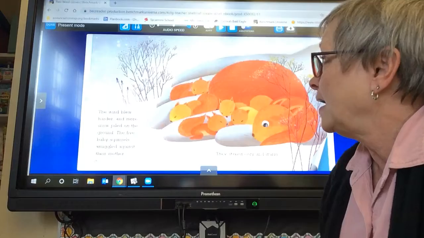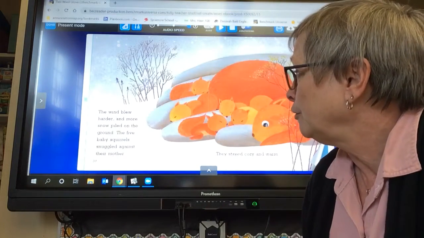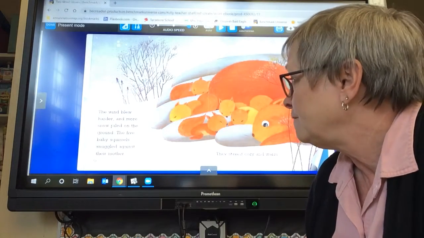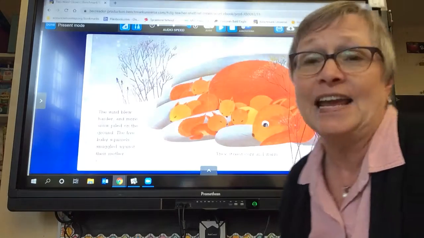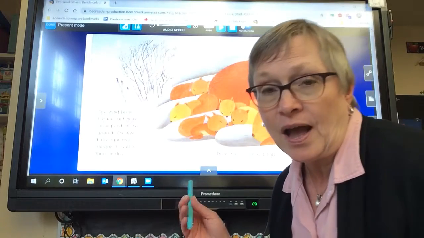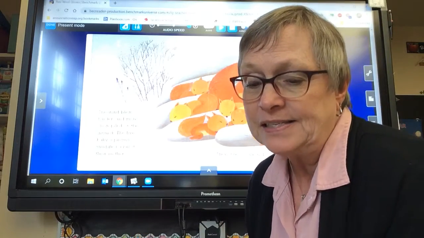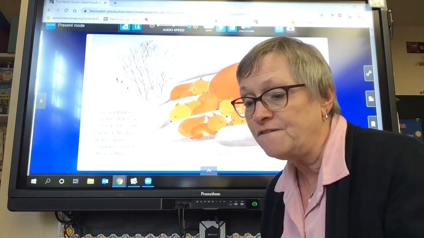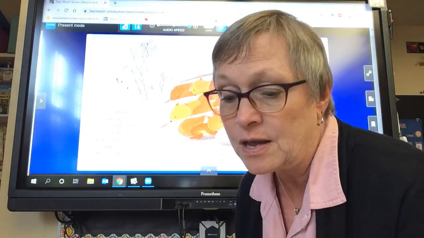So on this page, it says, the wind blew harder and more snow piled up on the ground. The 5 baby squirrels snuggled against their mother. They stayed cozy and warm. So I read that the wind was blowing, right? And then I see the sentence that tells me about the squirrels. It says, the 5 baby squirrels snuggled against their mother.